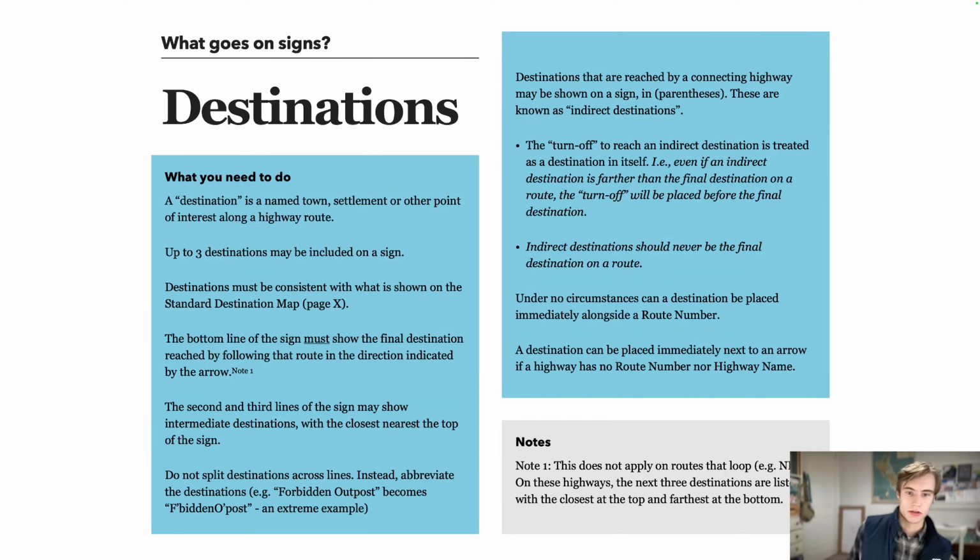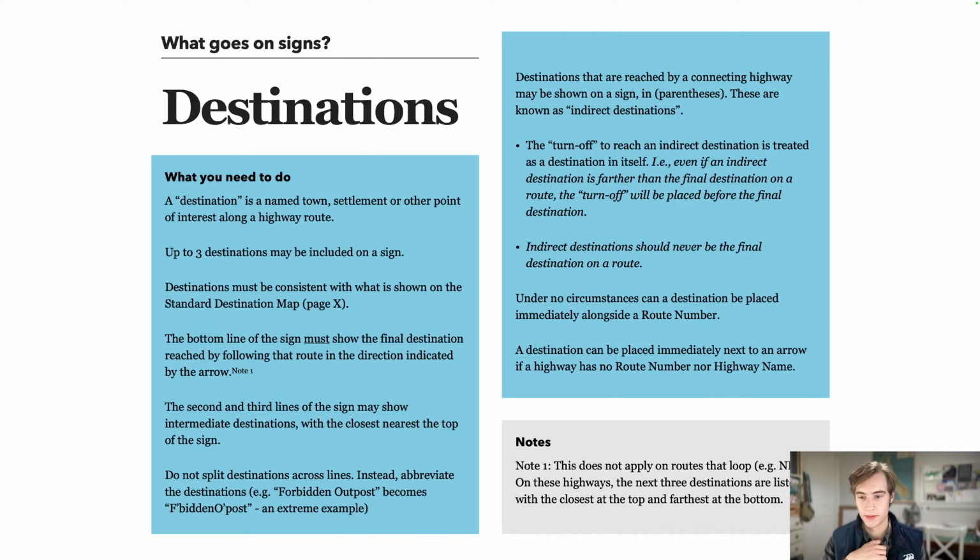Now, destinations, the crux of the system. A destination is a named town, settlement, or other point along a highway route. So anything along a highway route could be Diamond Mall, could be a city, could be a village, whatever. And every destination is in order. So the bottom line of the sign has to show the last destination along that road, and then we cycle through whatever the next ones are. So I'll show you an example of that.